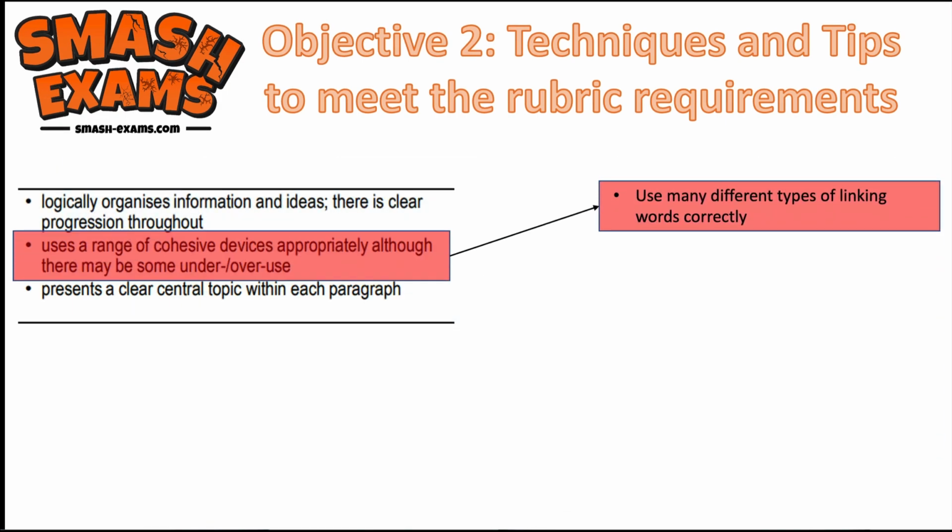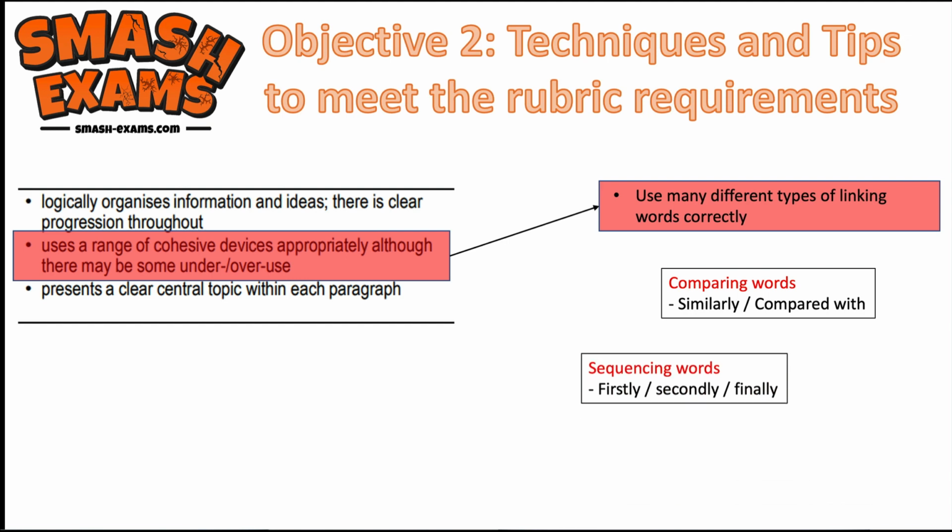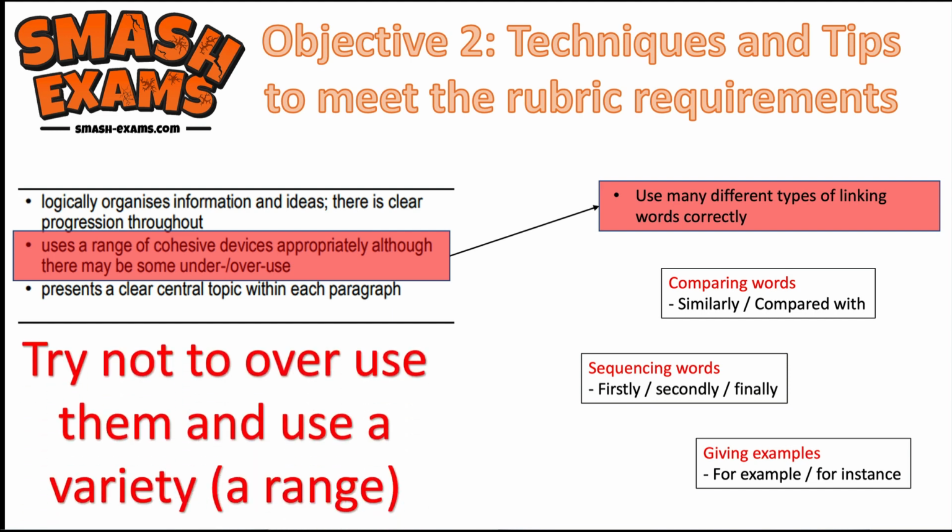After you've done the plan and you've set out how you're going to organize your ideas, you need to also think about using cohesive devices, which are basically linking words. You can use comparing words such as similarly or compared with. You could use sequencing words like firstly, secondly, and finally. And you could also give examples, for example, or for instance. Try not to overuse them and use a variety of them or a range in your essay. There is a full video that I've done based on cohesive devices and linking words that I will link to in the description of this video.